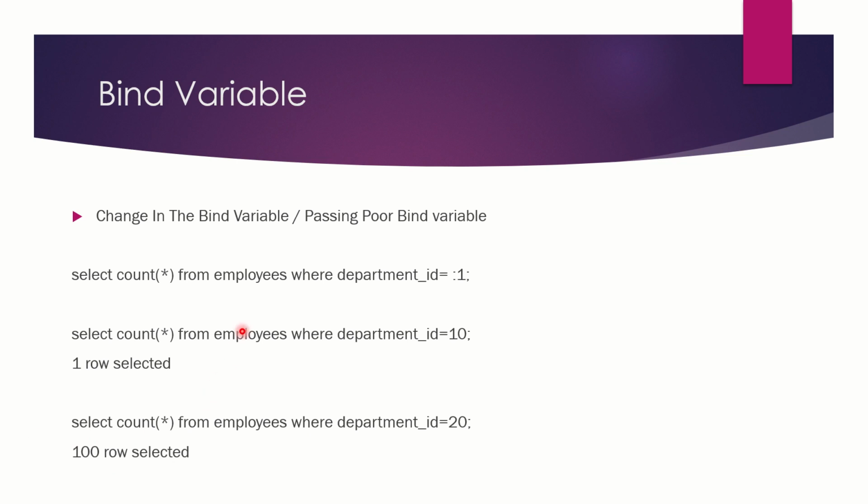So even if the statement has taken the same execution plan yesterday and today, since I passed a poor bind variable which resulted in too many rows being selected, my query has taken a long time today as compared to yesterday. So the second thing we should be checking is whether you're passing a good bind variable or not.